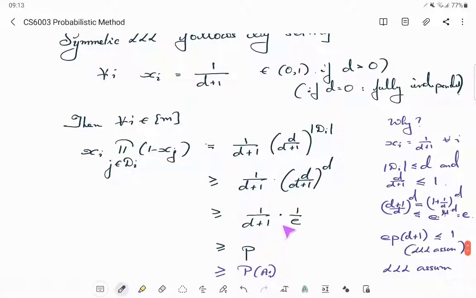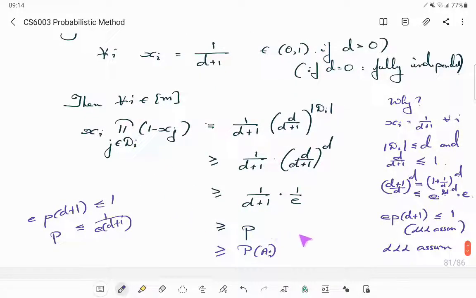Okay, so now you see where it comes from. Remember in the general version, e p times d plus 1 had to be less than or equal to 1, which means p was upper bounded by 1 by e times d plus 1. So p is a lower bound for this, and p is an upper bound for p of ai. If you read this together, this expression upper bounds p of ai, which means we get the hypothesis of LLL V3.